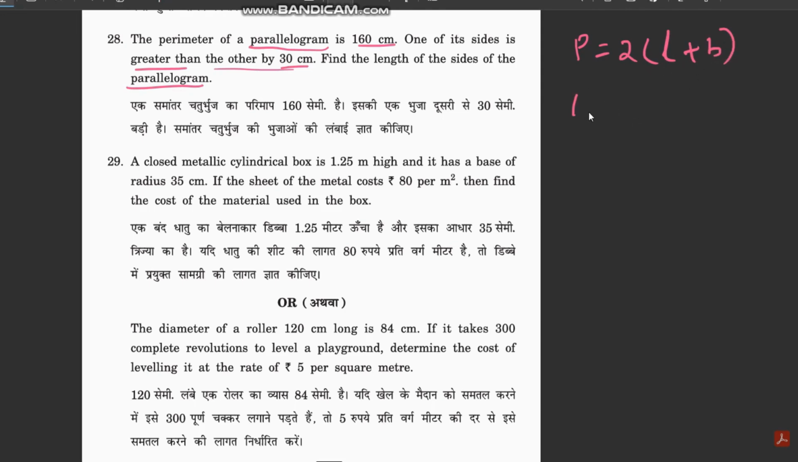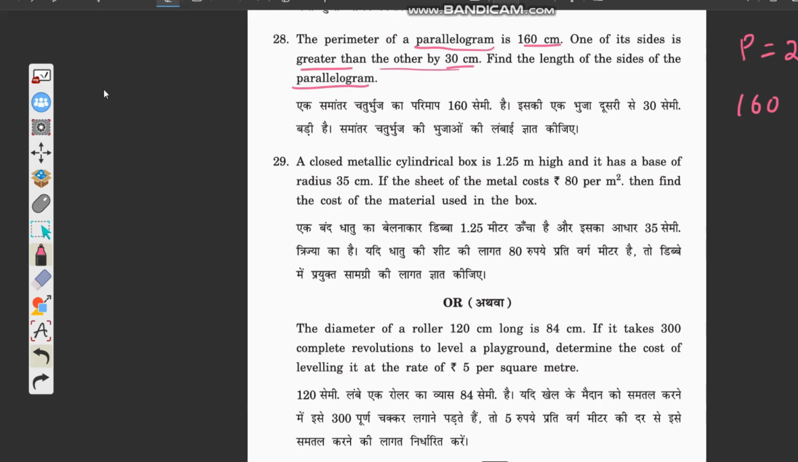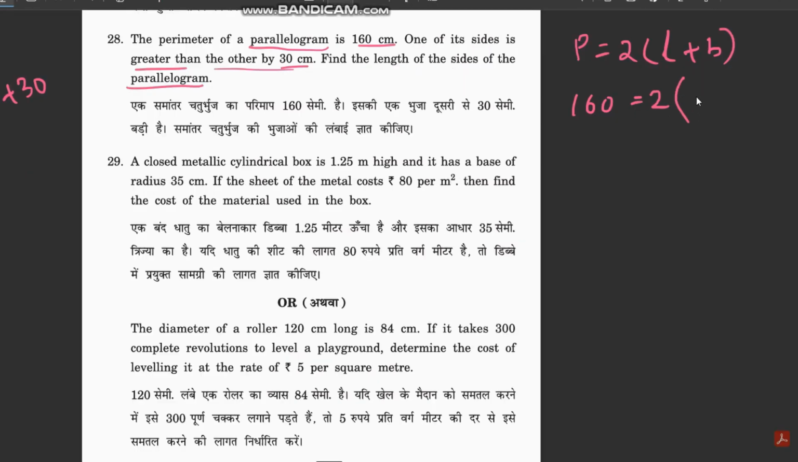So this perimeter is 160 and the condition is given. One of its sides is greater than the other by 30. For example, if the breadth is B, then the length is B plus 30. So substitute that. 2 into (L means B plus 30, and B means B). So 160 by 2 is 80. So 80 equals B plus B plus 30, that is 2B plus 30.